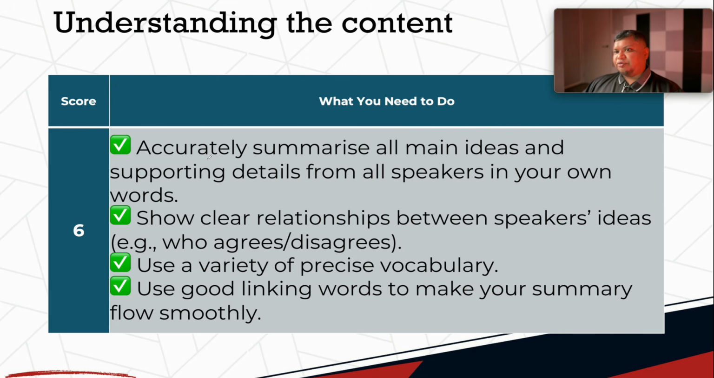In order to get 6 out of 6, you need to accurately summarize all the main ideas and give some supporting details of all the speakers in your own words, or so they say. Show clear relationships between the speakers' ideas, like who agrees and who disagrees. This kind of thing needs to be addressed. Use a variety of precise vocabulary. We'll get to that particular point very soon. And use good linking words. This is very important between the paragraphs and between the sentences. You had better use some linking words so that your answer flows smoothly.